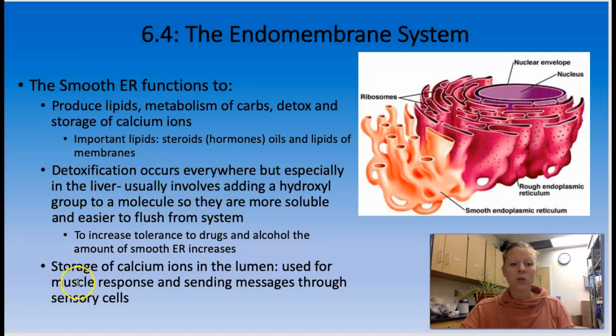And so we also have the storage of calcium ions in the lumen, and this is used for muscle response and also for sending messages through your sensory cells, which we will talk about in depth pretty soon.